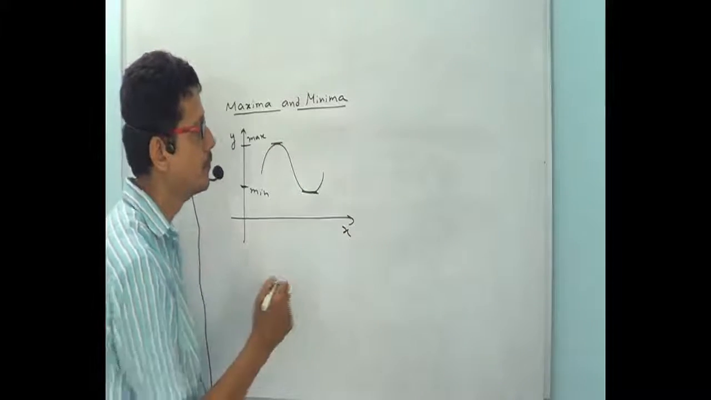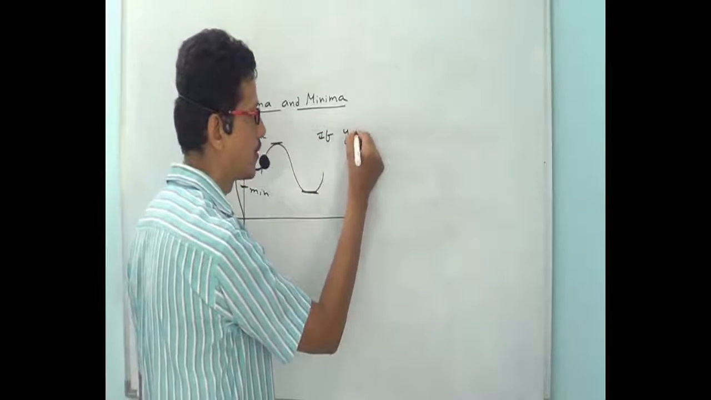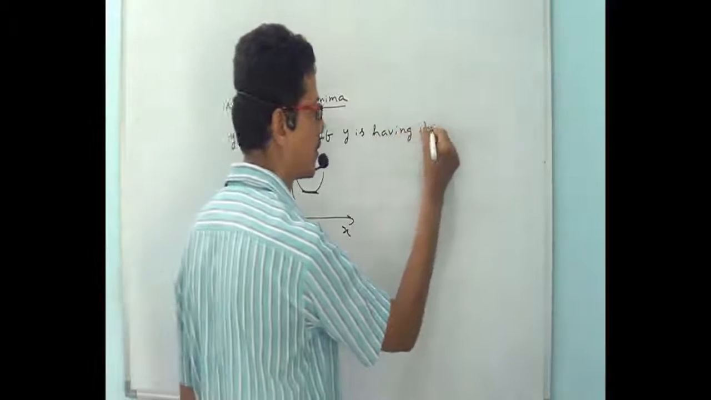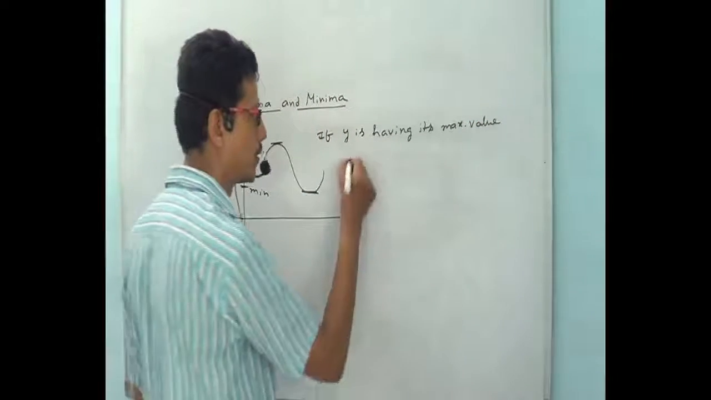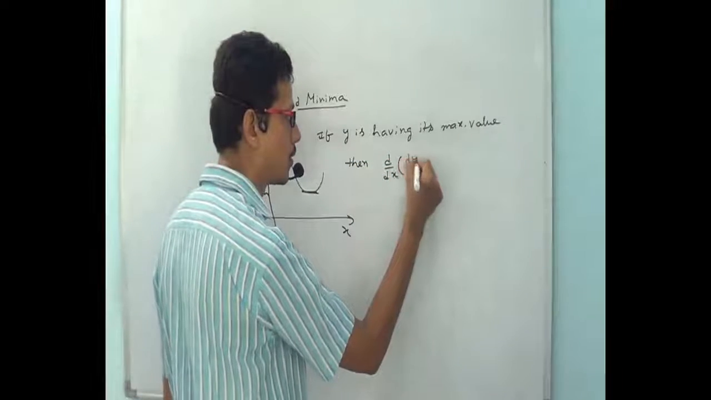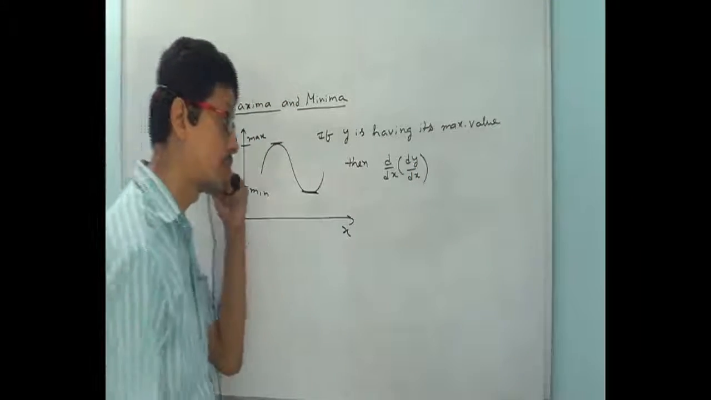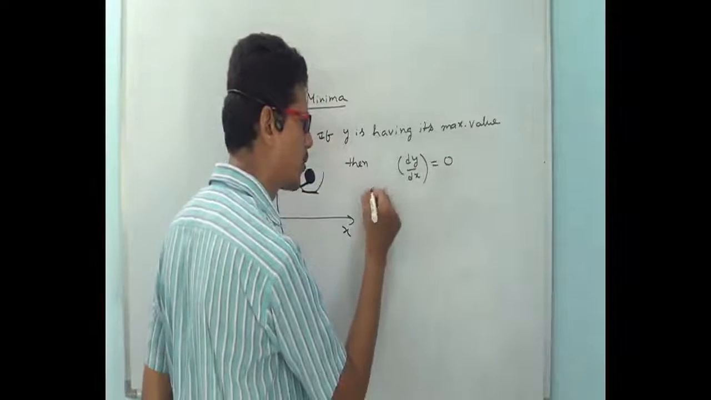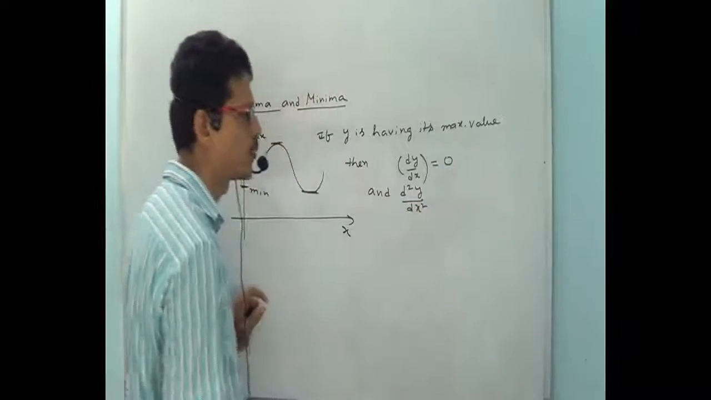Here I will write a general condition. If y is having its maximum value, then dy by dx, first of all, will become 0, and its double derivative, I will write like this: d square y by dx square is less than 0.